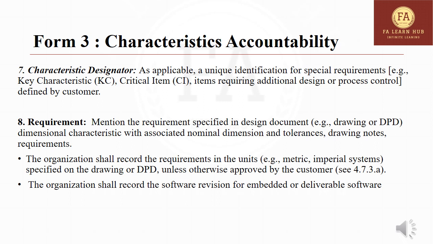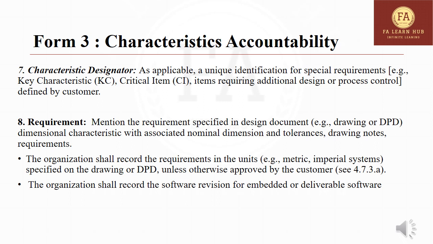So here the designer or customer has to flow down whether the requirement is a key characteristic. It should be flowed down in the drawing. If it is a critical item, it should be flowed down in the drawing. If none of the requirements is mentioned as a key characteristic or critical item, the supplier can ask the customer or designer regarding key characteristics or critical items of the drawing. Based on the customer or designer confirmation, we can segregate the characteristic designator.